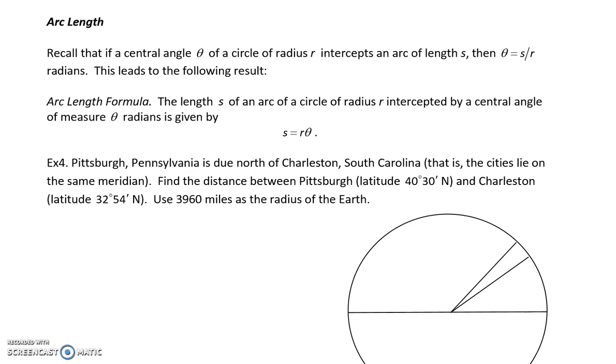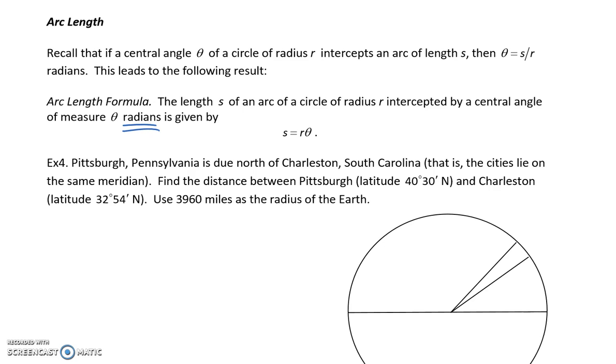The key is that theta has to be measured in radians. So we're only allowed to use the formula if we use radian measure. So if our given angles are in degree measure, we'll have to convert over to radian measure before we use this formula.